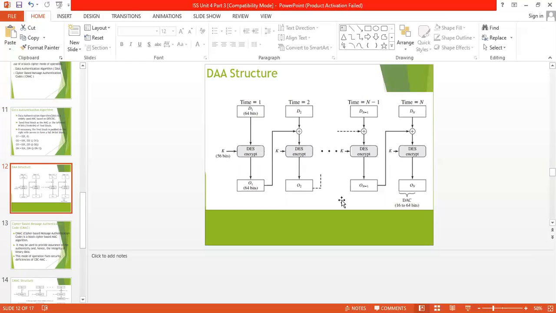Suppose we have 4 blocks, then n equals 4, and the output of the previous stage works as the input of this stage and is XORed with this block, and finally produces the output. So this is called the data authentication algorithm.